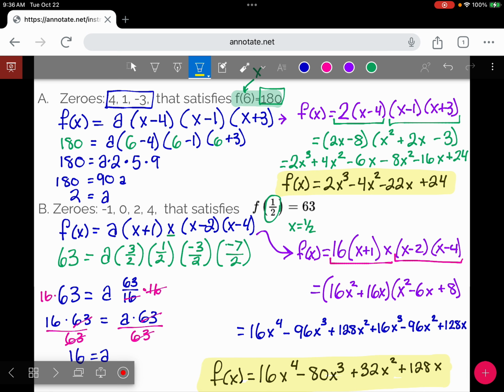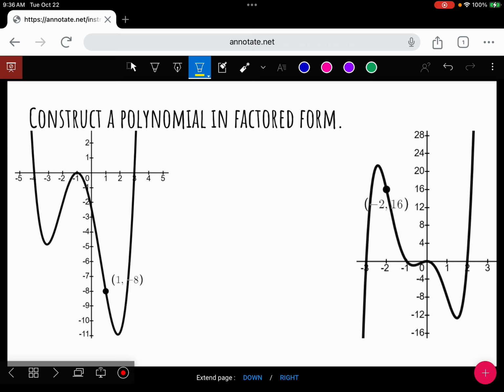Okay. So now we're going to use that little half sheet. Because now instead of me telling you what our zeros are, we're going to find them. We're going to construct our polynomial in factored form, including the a values. We don't have to multiply it out in the standard form, but we do need to find the a.